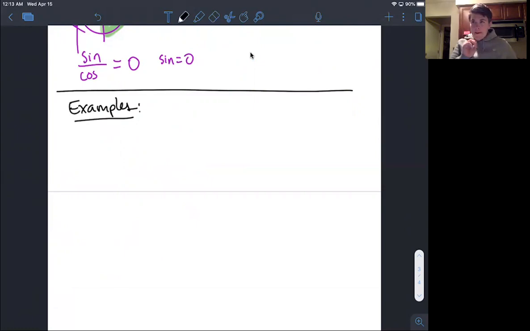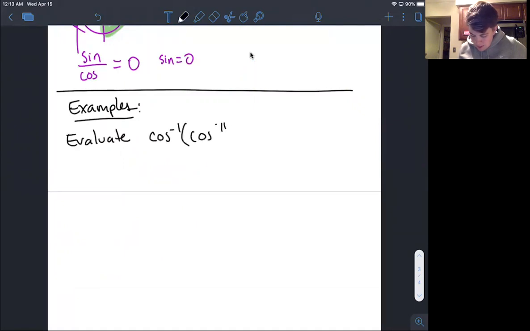Okay. So I'm going to do just a couple of examples of situations that may seem easy, but I want you to have caution, right? So here we go. Evaluate the following. Can you evaluate the inverse cosine of the cosine of pi over 6? That's right. It's inverse function on function action. So remember, y'all, functions and their inverses undo each other, right?